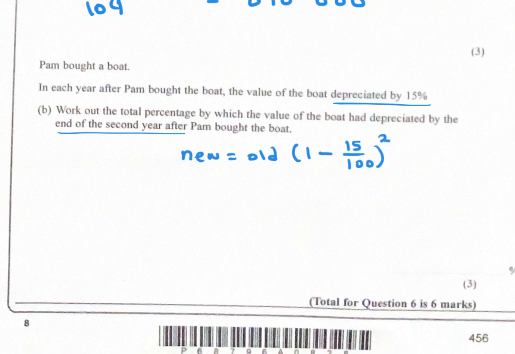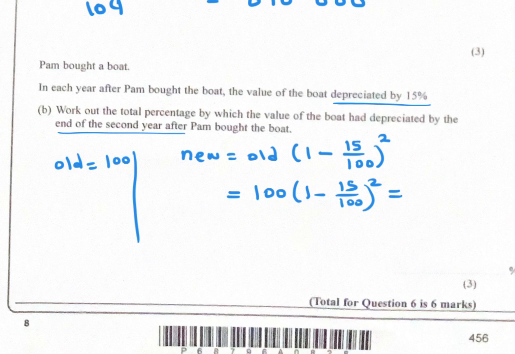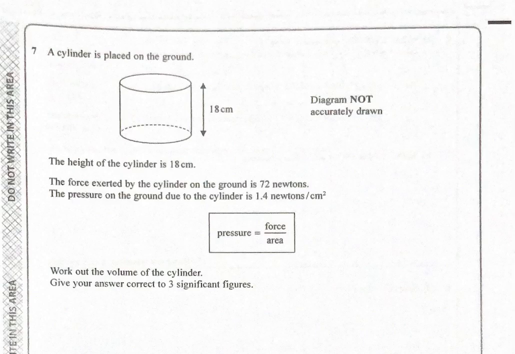We can consider that the old value is 100, because we need to find the change in percent. So the new value is 100 times (1 minus 15 over 100) to the power 2, which equals 72.25. Now to find the percentage decrease, 100 minus 72.25 equals 27.75.